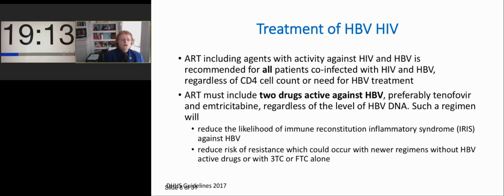Antiretrovirals must include 2 drugs active against Hep B, preferably tenofovir and FTC, regardless of the level of HBV DNA, because such a regimen will reduce the likelihood of immune reconstitution syndrome against Hep B and reduce the risk of resistance that can occur with newer regimens without HBV active drugs or with 3TC or FTC alone. So 2 Hep B drugs as part of ART.